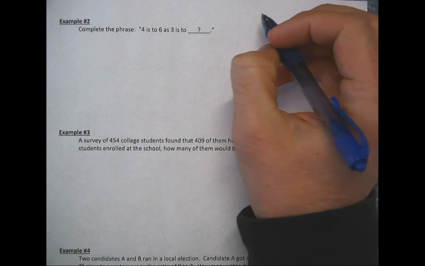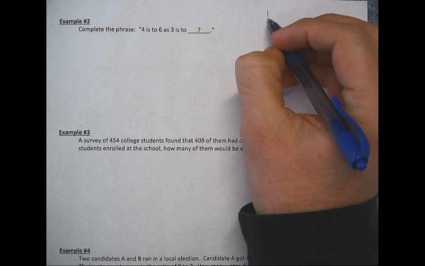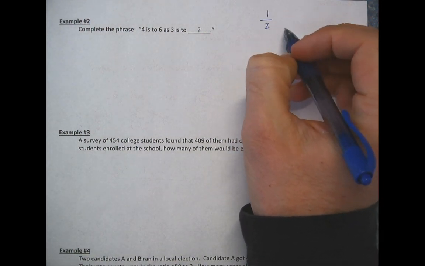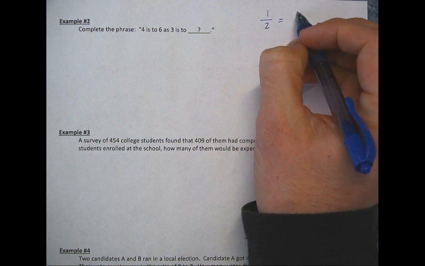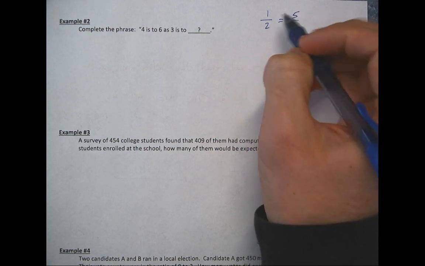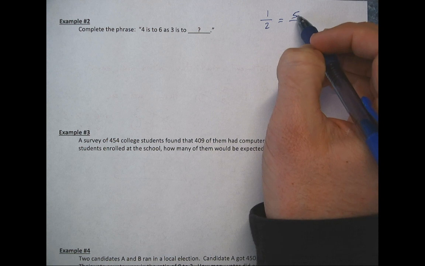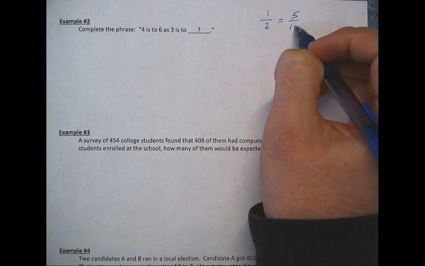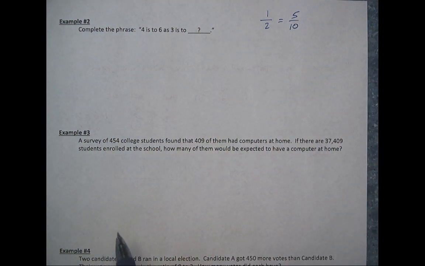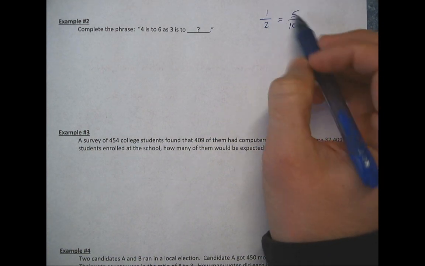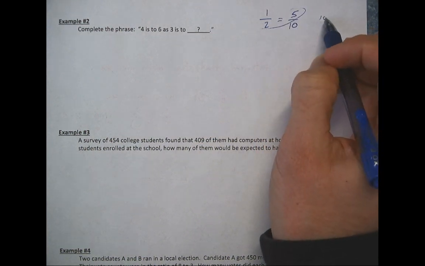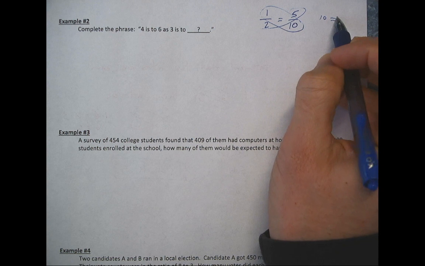So let's go back to something a little easier. They're saying like 1 is to 2, the same as 5 is to what? Well, 1 is half of 2, so then 5 is half of 10. Okay, those are equal, and if you cross multiplied, you're going to get 10, and you're going to get 10.